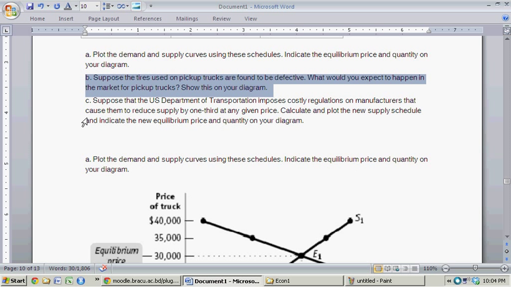Okay, so going on to part B: suppose the tires used on pickup trucks are found to be defective. What would you expect to happen in this market for trucks? And then show this on a diagram.